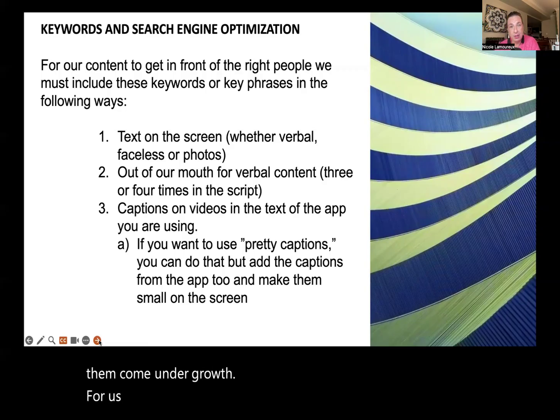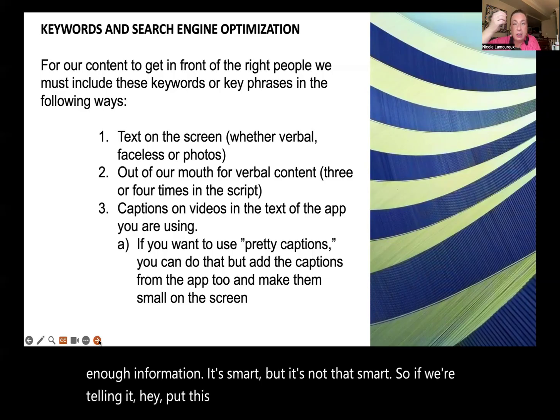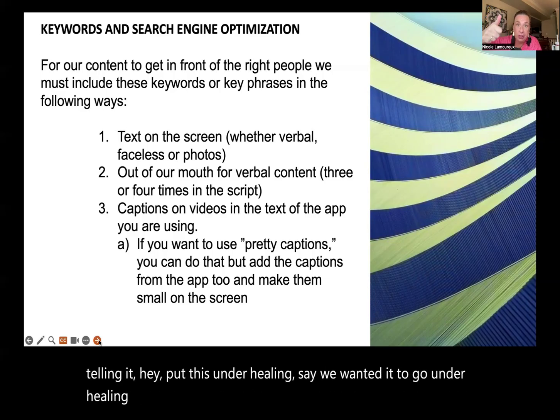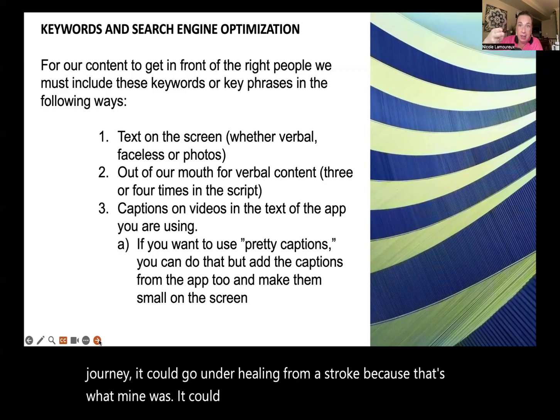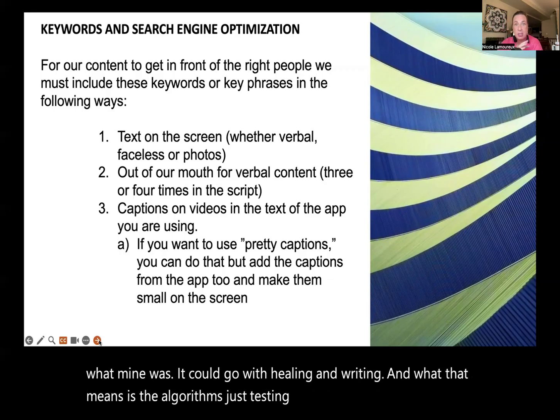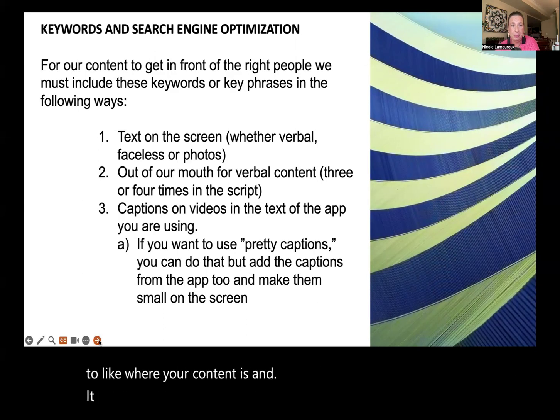Why we do all of this is we have to give the algorithm enough information. It's smart, but it's not that smart. So if we're telling it, hey, put this under healing, say we wanted it to go under healing journey, it could go under heal, it could go under healing journey, it could go under healing from a stroke, because that's what mine was. It could go with healing and writing. And what that means is the algorithm is just testing out different places for people to like where your content is and see where it resonates for people.